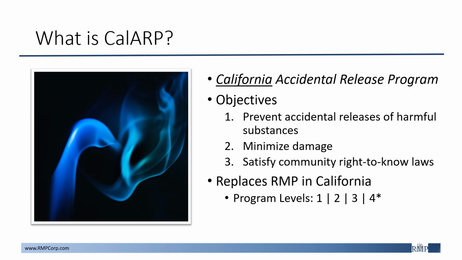Note at the asterisk that due to the 2012 fire and chemical release from the Chevron Richmond Oil Refinery, a CalARP Program Level 4 was developed to address deficiencies and gaps of Program Level 3 for the refineries. For more details on CalARP Program Level 4, please refer to our previous webinars.